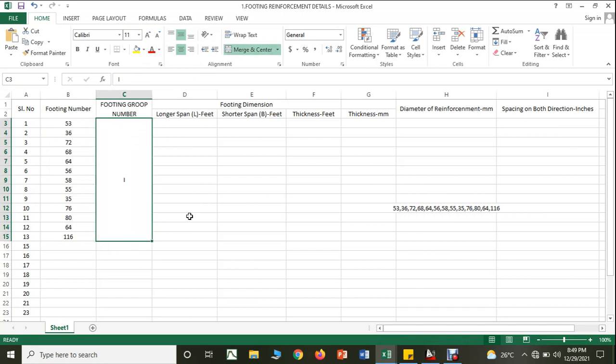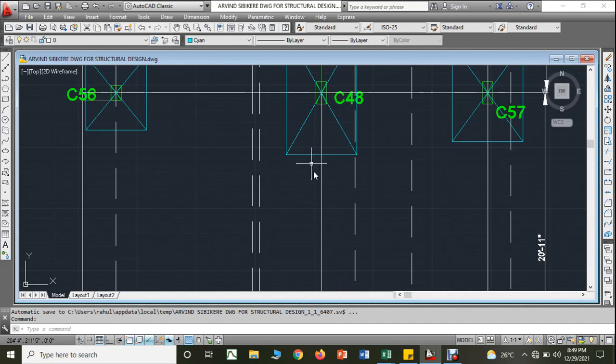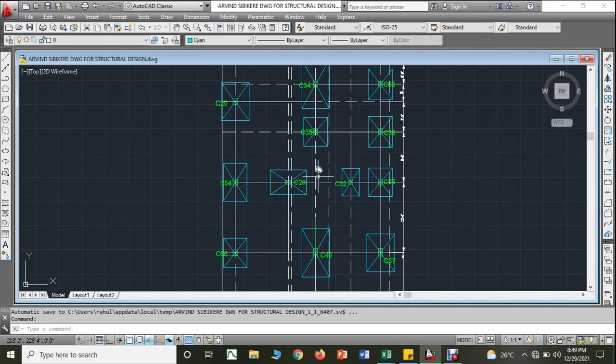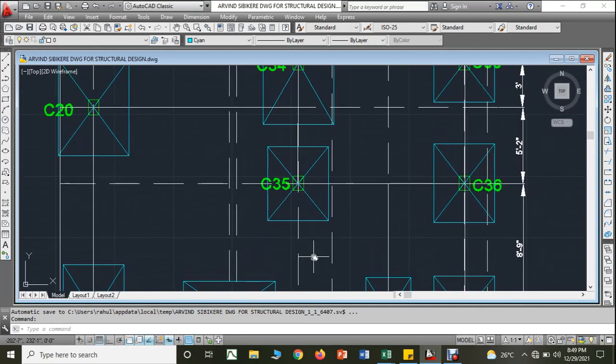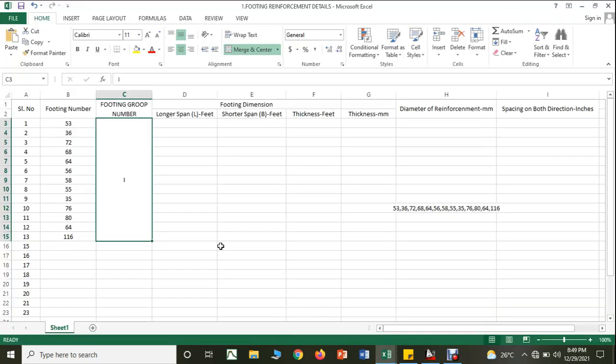Okay, that is group footing set number 1. The same values have been given to this one also. This column and footing numbers both are the same, so this comes under the first set.